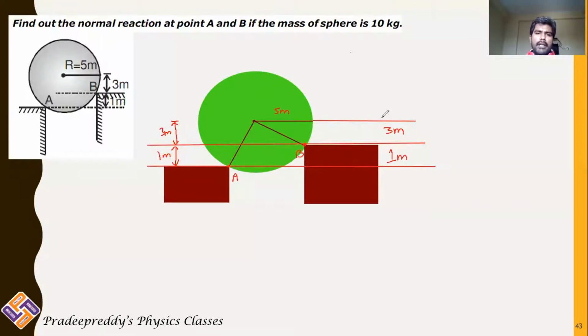Now you want to find out the normal reactions acting at point A and point B. Clearly, the normal reaction at point A will be perpendicular to the point of contact. So from point A there will be a normal reaction in this direction. Next, from point B there will be one more normal reaction in this direction. And there is a gravitational force acting in the downward direction. This is Fg, the gravitational force.